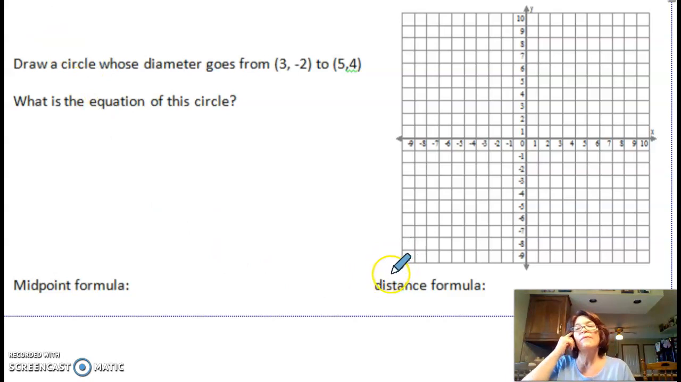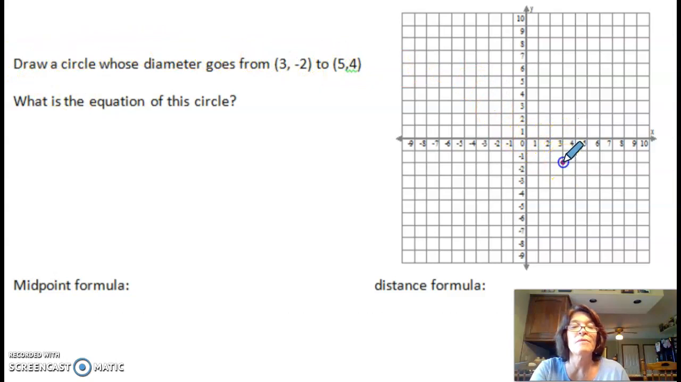All right, we're going to be given information and asked to write the equation of circles. Draw a circle whose diameter goes from 3, -2 to 5, 4. So this is the diameter of my circle. I'm just going to sketch it. Can you see it kind of? This is the diameter. So halfway, I have an idea. It's something like this. I can draw a circle whose diameter goes from 3, -2 to 5, 4.